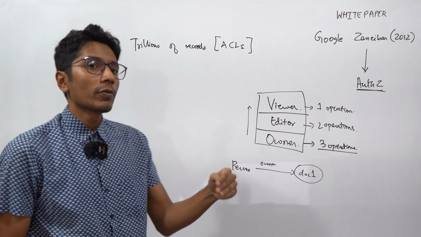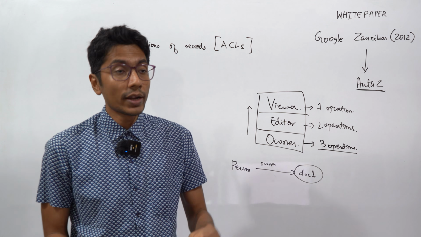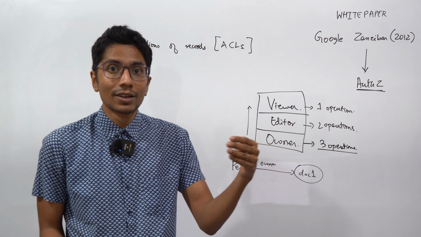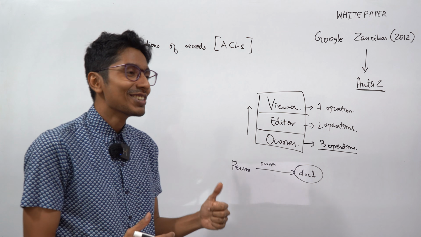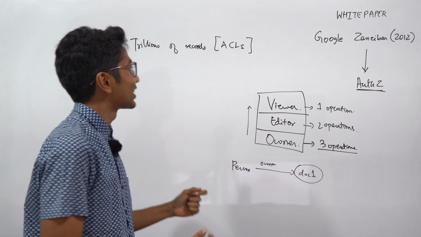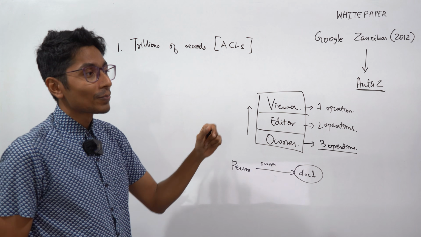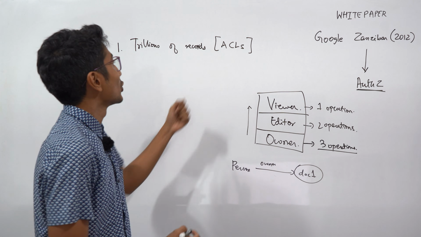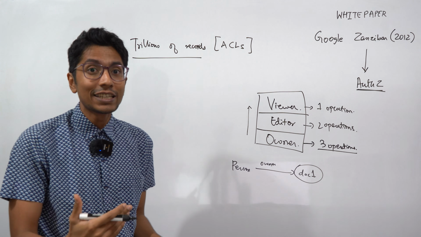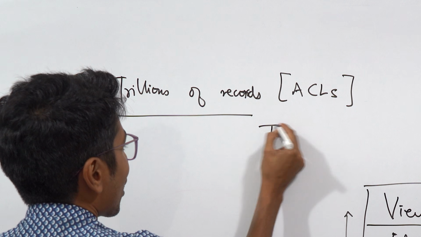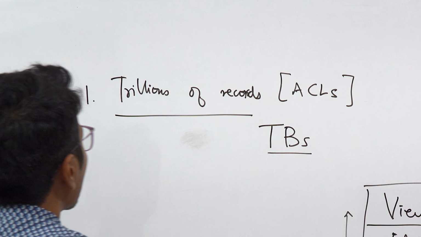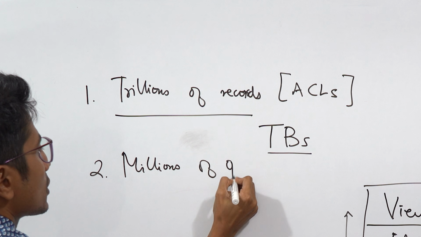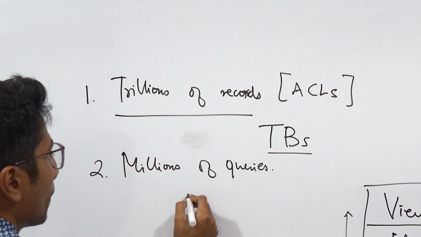So for a document, Gaurav has view access. For the same document, Pramod Verma has edit access. And for the same document, Narendra Modi has owner access. So what happens then is you have lots of records that you have to store. And when you need to fetch those permissions, whenever you're trying to authorize a person, then you have to fetch amongst trillions of records. This is in terabytes of data. The second thing is you have millions of queries, authorization queries per second.